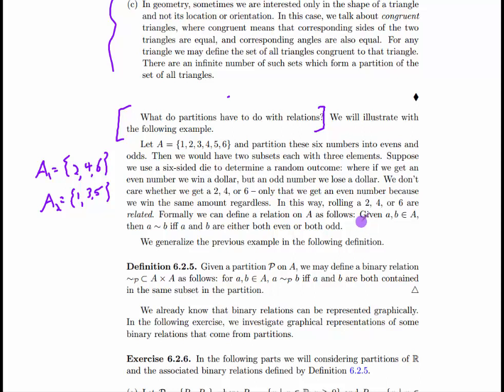So we can define a relation as follows. Given any two elements of A, those two elements are related if they're both even or both odd. To draw this picture here, I've got my set big A, with 1, 2, 3, 4, 5, 6 on each side. And 1, 3, and 5 are related, and 2, 4, and 6 are related. You can see I actually have a partition. 1, 3, and 5 is one set, and 2, 4, and 6 is another set. Their union is all of A, and their intersection is empty. So, given any partition, we can define a binary relation. Two elements of the set A are related if they're in the same subset in the partition.